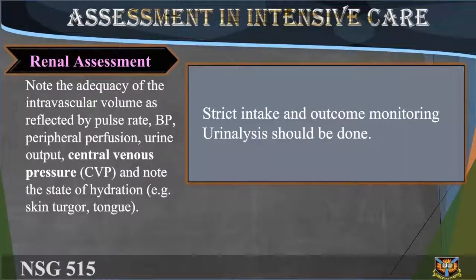Renal assessments. Note the adequacy of intravascular volume as reflected by the pulse rate, peripheral perfusion, urine output, central venous pressure (CVP), and note the state of hydration, e.g., skin, sugar, tongue. Strict intake and output monitoring and urinalysis should be done. Check electrolytes, sodium, potassium, calcium, phosphate, and magnesium, urea, and creatinine as markers of renal function. The urinary catheter is assessed to check for signs of infection.